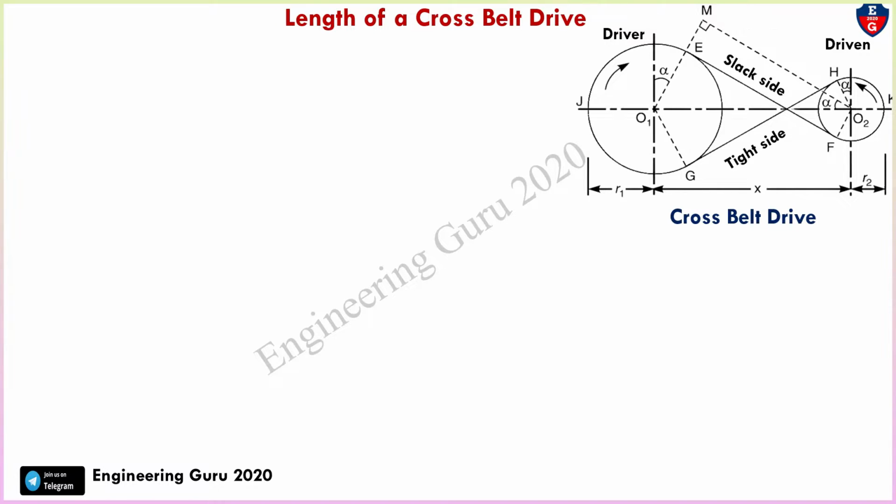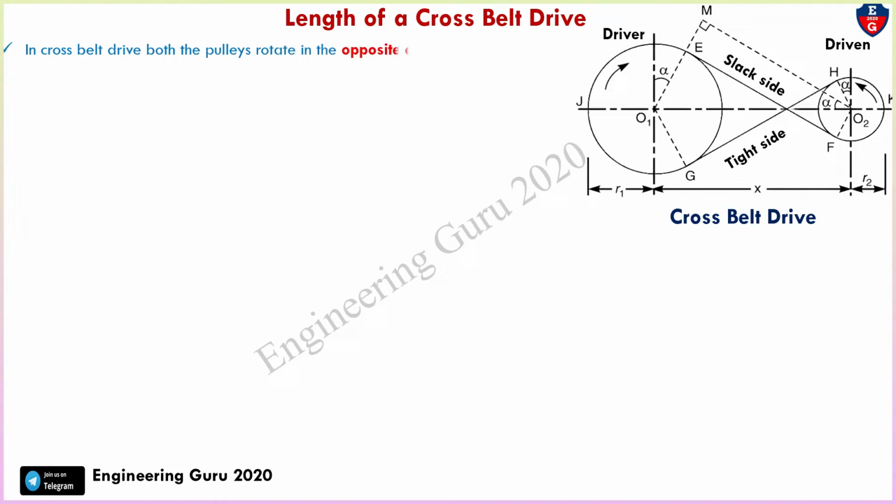In this case, the driver pulls the belt from one side, that is GH, and delivers it to the other side, that is EF. Thus the tension in the belt GH will be more than in EF. Because of more tension, GH is known as the tight side, whereas the belt EF, because of less tension, is known as the slack side. So this is your tight side and this is your slack side in the cross belt drive.